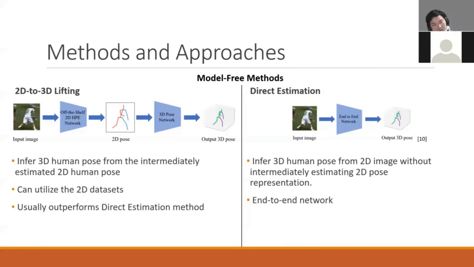The direct estimation method directly estimates the 3D human pose from the 2D image in an end-to-end manner. A variety of different networks are being introduced in this method, and they are continually progressing. This method has the advantage of being end-to-end, so as the 3D human pose estimation datasets get richer, it will most likely become more powerful in the future.